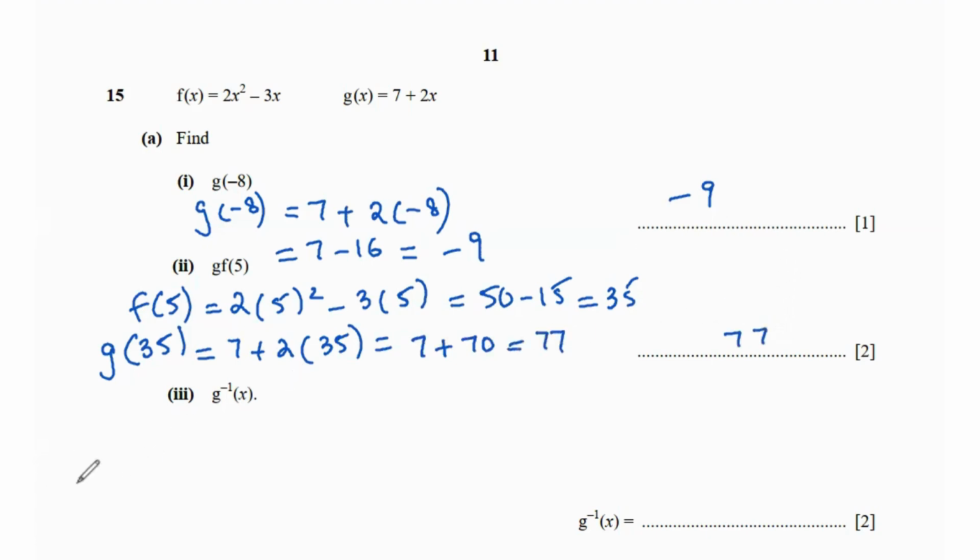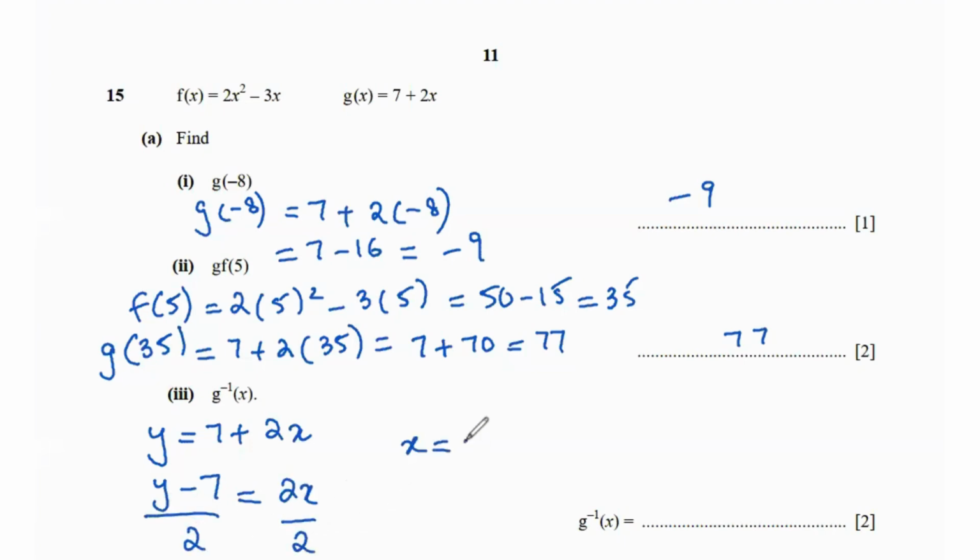Then it says g inverse of x. So for g inverse of x, what we're going to do is put y equals 7 plus 2x. Currently, y is the subject of the equation. We have to make x the subject. So for that, we move 7 to the other side. So we have y minus 7 equals 2x. And then we divide both sides by 2. So x equals y minus 7 over 2. So g inverse of x would be x minus 7 over 2. That is your answer.